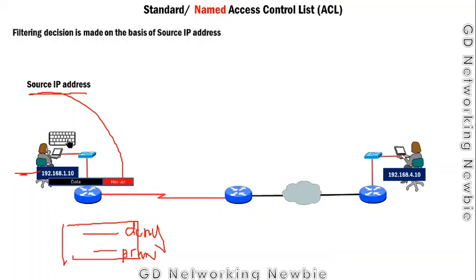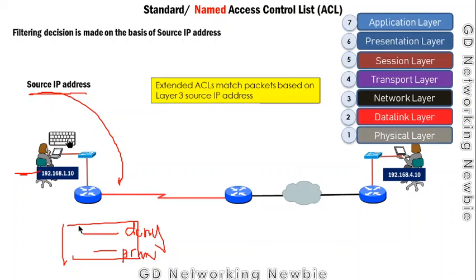So this kind of access control list is known as a standard access list, and by using the same principle, we can create a named access control list, where instead of numbers we will have names. And if you look at the OSI model, then a standard access control list actually matches packets on the basis of the layer 3 source IP address. So we say that this will make decisions at layer 3 because it will only check the IP address, and the IP address is actually a network layer issue.